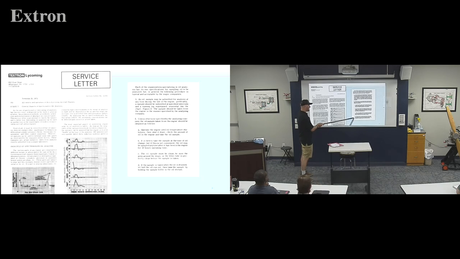If the sample is taken out when the oil is drained, let half of the oil run out. Then take the sample by holding the sample bottle in the oil stream. So it's basically saying start draining your oil. As it's draining, you take your little sample bottle, put it in the oil waterfall that's coming out, and then pull it back out. So they don't want the first bit, they don't want the last bit, they want the middle bit of oil as you're doing a sample.